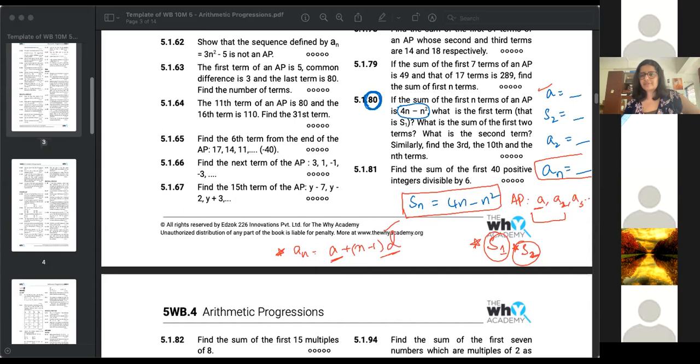You're not asked to find S3, no? S3 and S10 are not needed. When the question asks to find the third term, this basically means A3, and find A10. S3 is the sum of three terms, no? But for the rest, you figured out what A is, you figured out what D is, everything else is correct. So just read the question carefully and answer it properly. Okay.